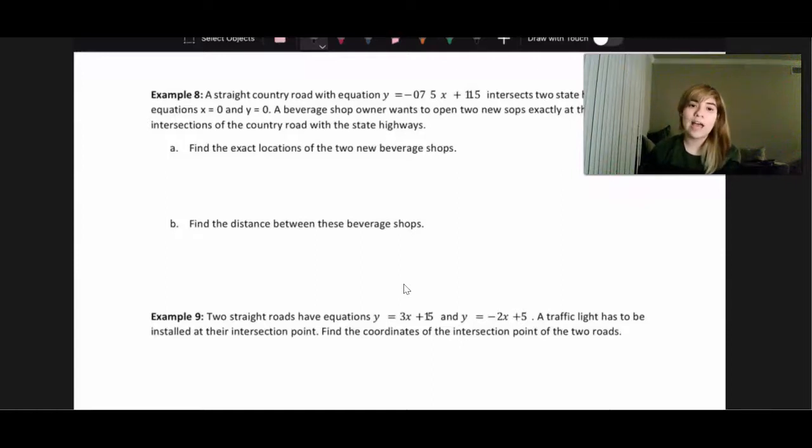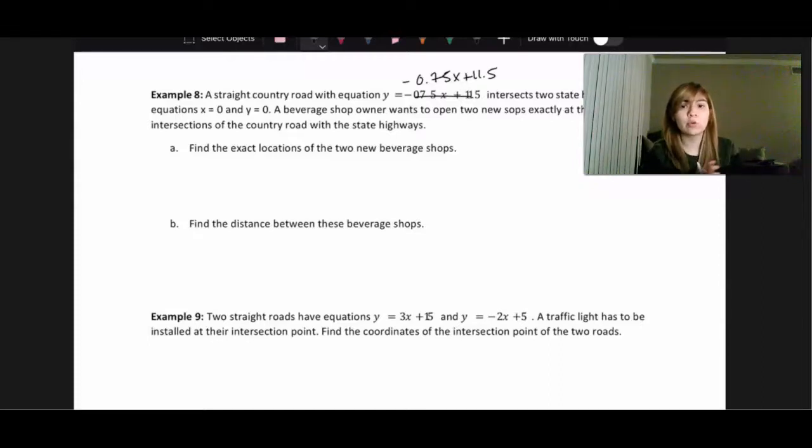Example 8. We have a country road with equation y equals negative 7, I believe that should be 0.5, plus 11.5. Let me check. This is a typo. Alright, so it was a typo. So, our equation is y equals negative 0.75x plus 11.5, which intersects two state highways with equations x equals 0 and y equals 0. So those are just your axes.